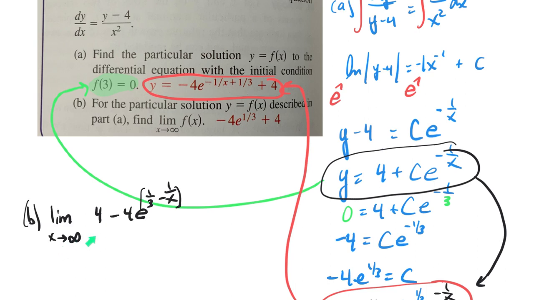So as x approaches infinity, this part of the fraction is approaching 0. So that's how this is evaluated to be just 4 minus 4e to the 1/3 power.